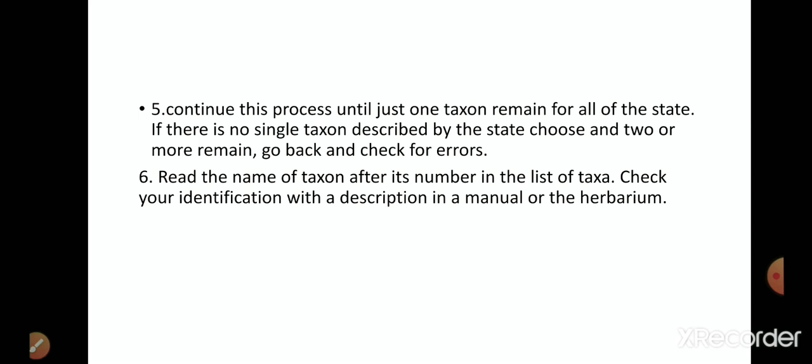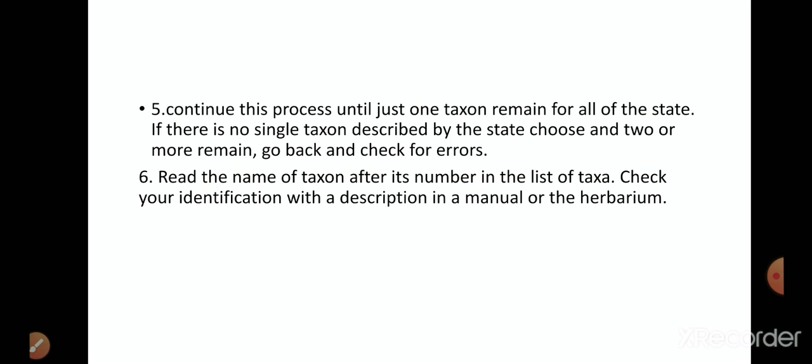Continue this process until just one taxon remains for all of these statements. If there is no single taxon described by these statements you chose, and two or more remain, go back and check for errors. Whatever type of character you choose, that statement should leave a single taxon. If two or more taxa remain, then go back and check for errors. What kind of error you made for the chosen character regarding your unknown organism.